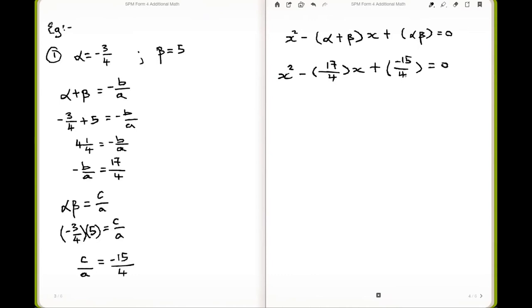Normally this is a general form you want. Or if you want to know what a, b, c are, you multiply both sides by 4 and bring it up to be 4x squared minus 17x minus 15 equals 0. Therefore this will be the answer to the solution, and it turns out to be a U curve because 4 is more than 0. Next, let's solve another question.